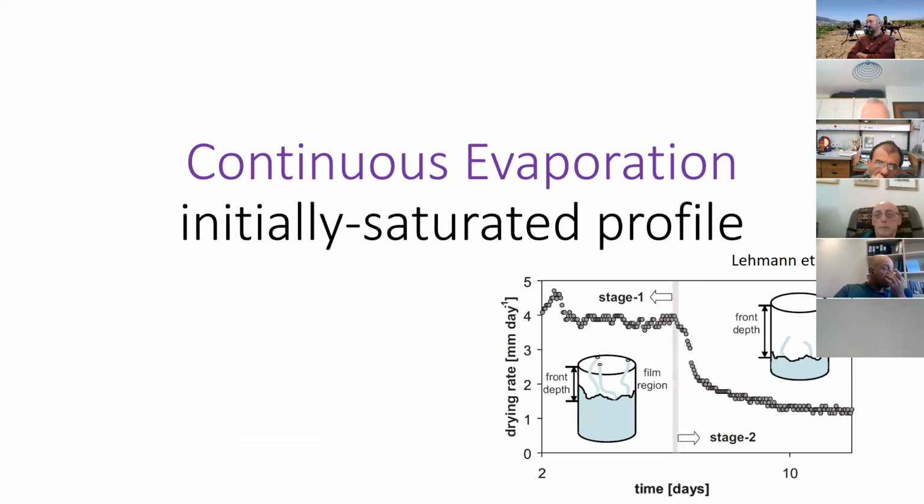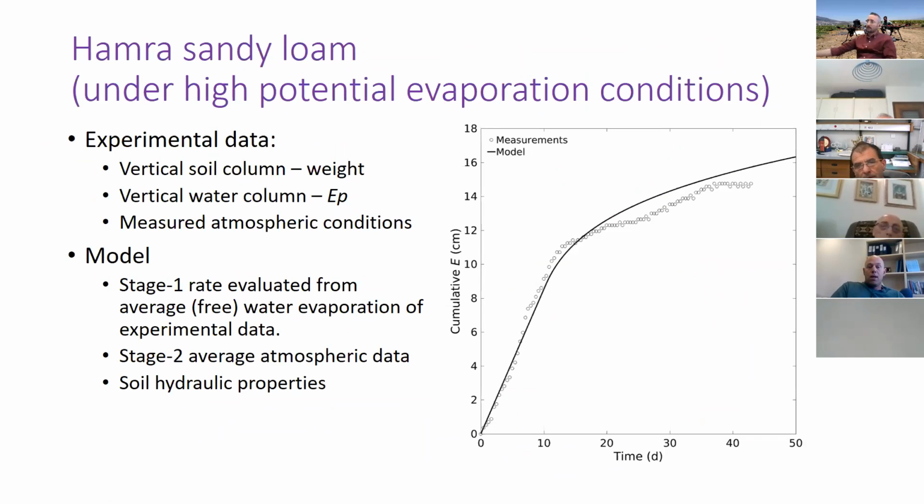Okay, so the next thing we wanted to look at is an evaporating dynamic profile, starting from saturated condition, going to stage 1 and continuing to stage 2. We look at a period of about 40 days. This is experimental work from Hamra sandy loam, and this is the model. There's not much to say apart from again saying that there's no fitting of the data. It's only using atmospheric condition and soil properties.